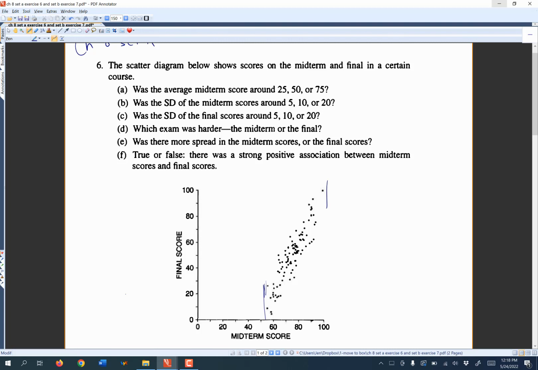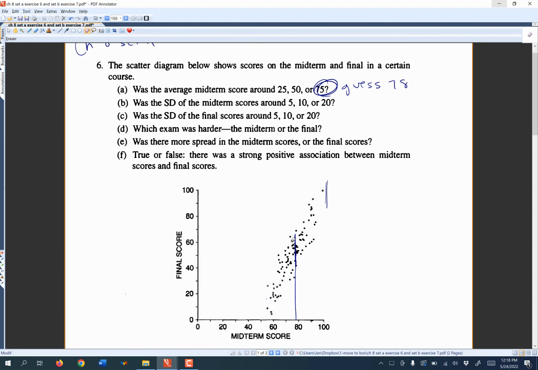So the average, if I'm going to say, okay, my midterms go from about here to here, and the average, I'm just going to eyeball and kind of try and draw a line in the middle. So I'm going to say about 78. So was my average around 25, 50, or 75? I'll pick 75 because my guess was 78. It's really easy to do the averages.